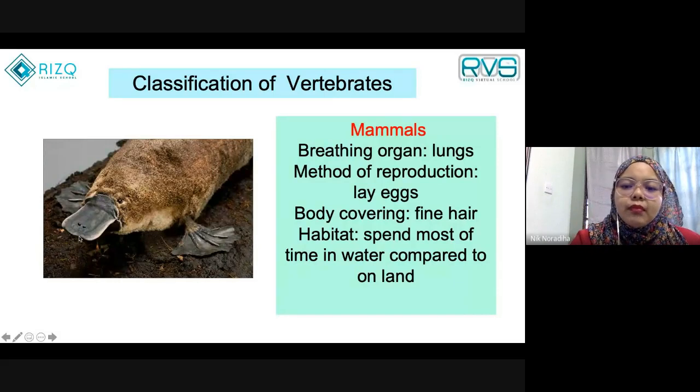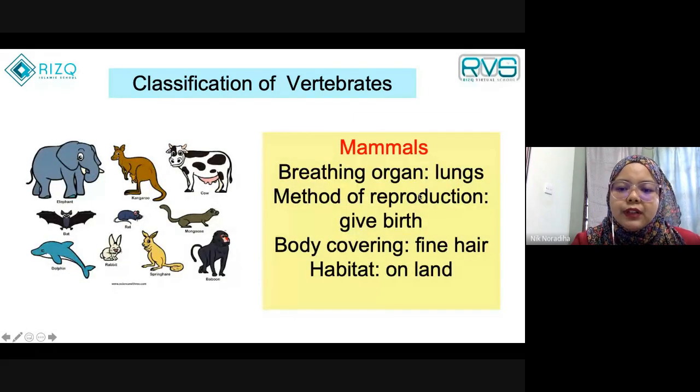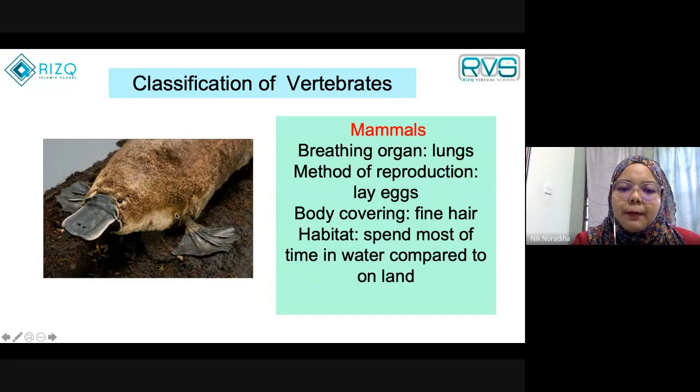Okay, so why is platypus special? Because platypus is the only mammal that we classify as a mammal, but it lays eggs. Because just now, teacher told you the characteristic of mammals, they give birth, right? But these platypus, they are mammals, but they lay eggs. So remember, platypus is the exception.